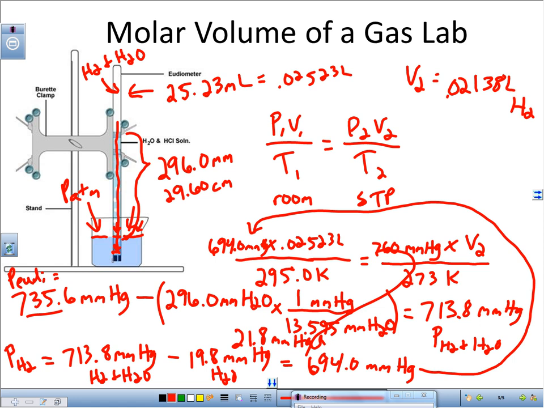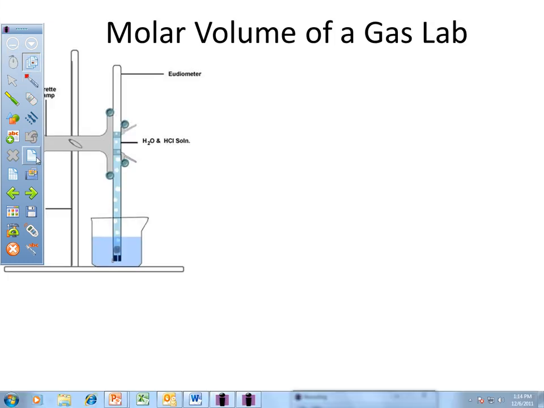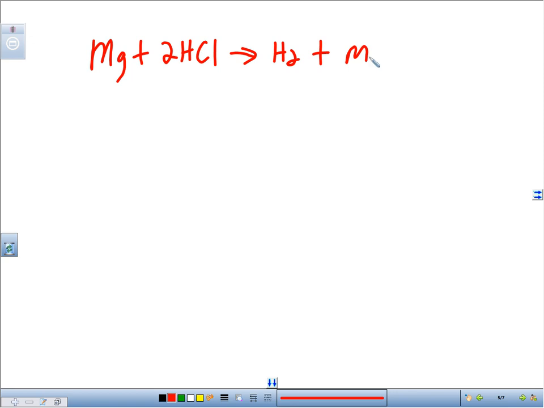Alright, we're not there yet. This is the process. So what we're going to need to do is figure out how many liters it would be per 1 mole. We didn't make a mole, so we're going to figure out how much we did make. So I'm going to go to a new sheet. And on this new sheet, we're going to take a look at that balanced equation. We have magnesium plus HCl. It's going to be 2HCl when I balance it all. Yields H2 plus MgCl2.